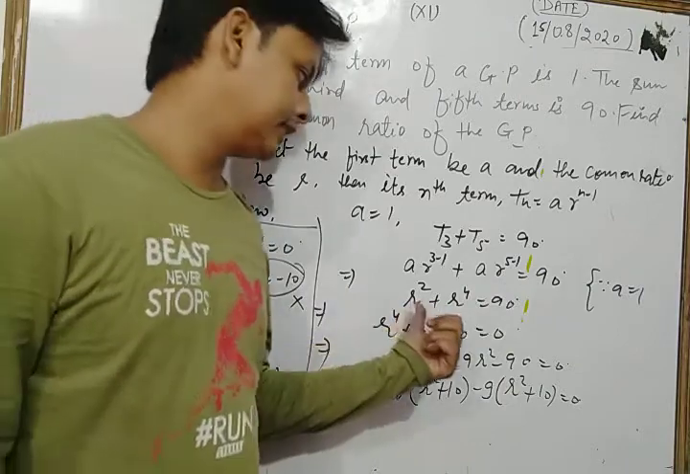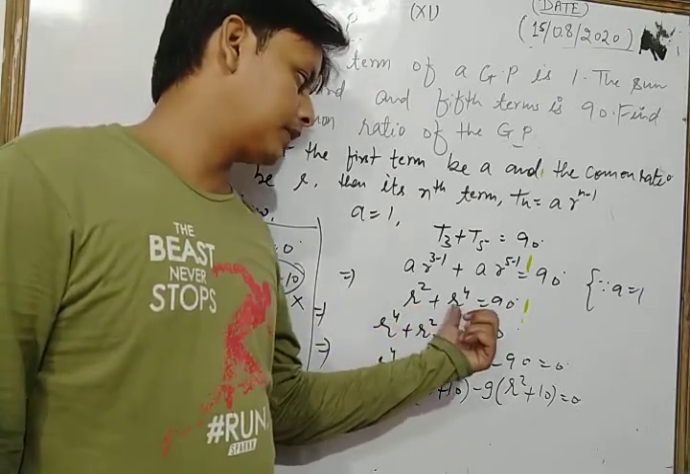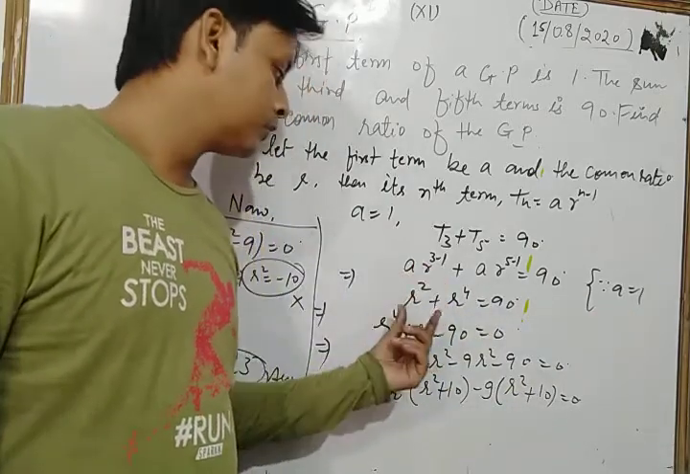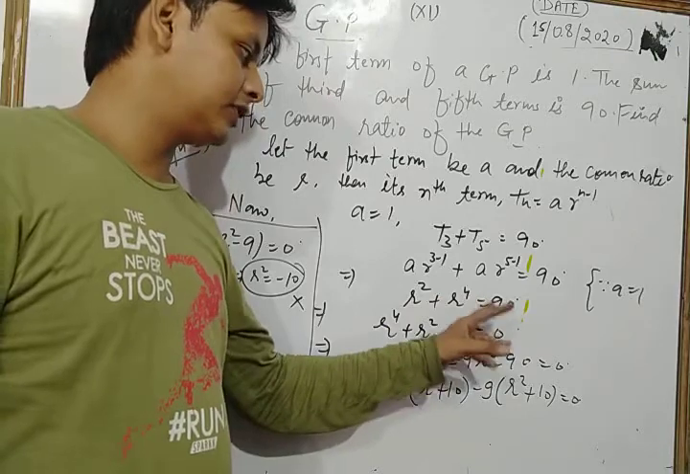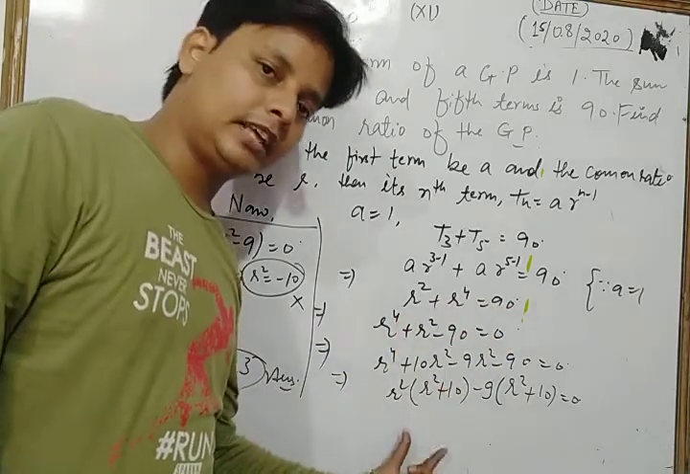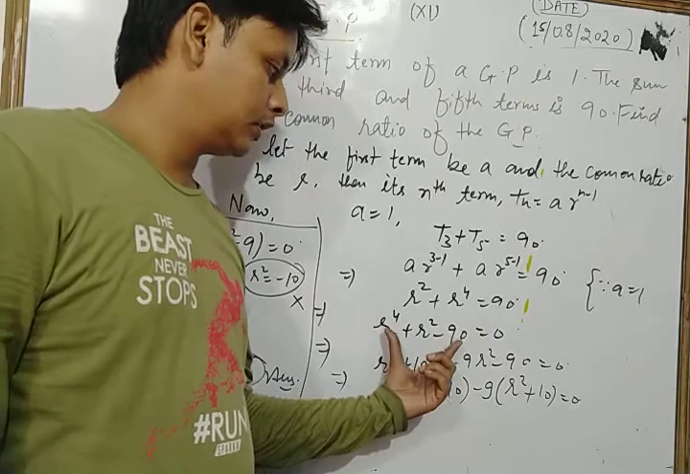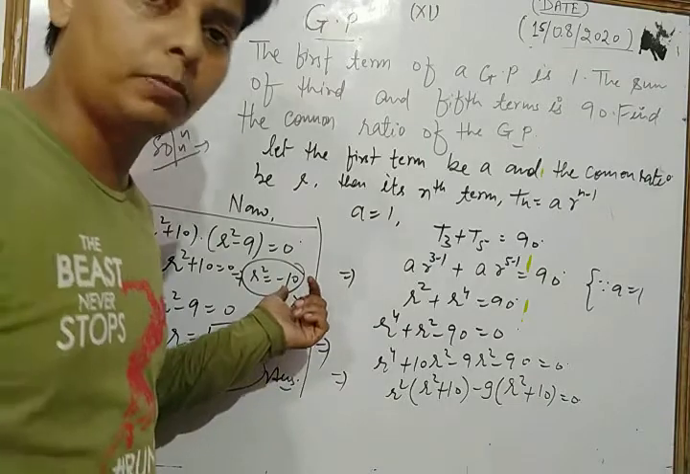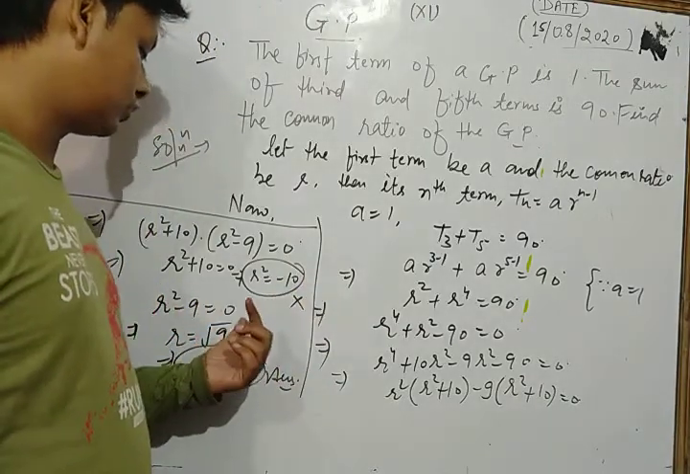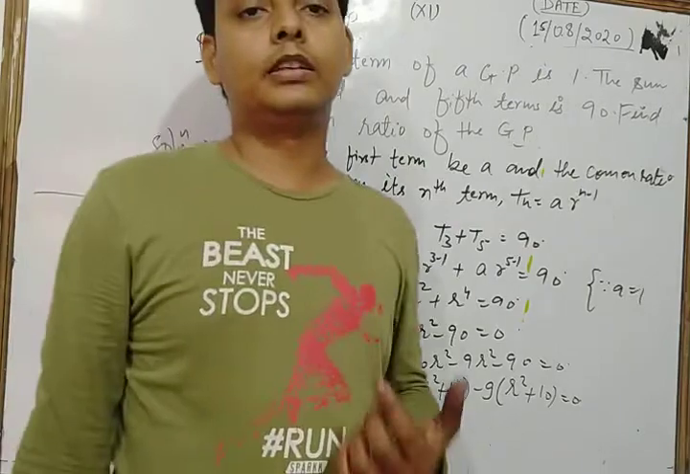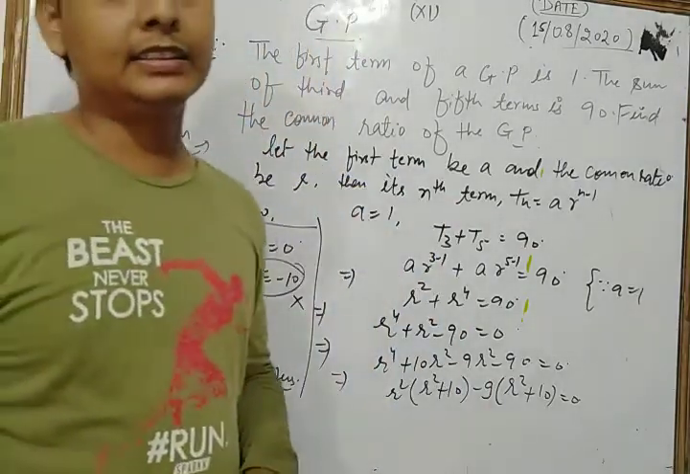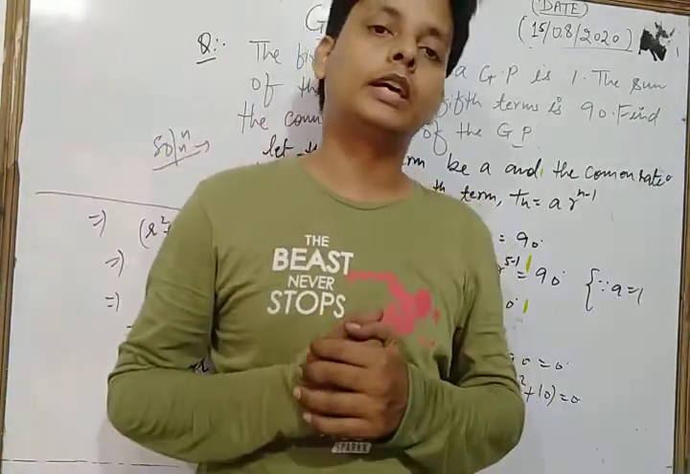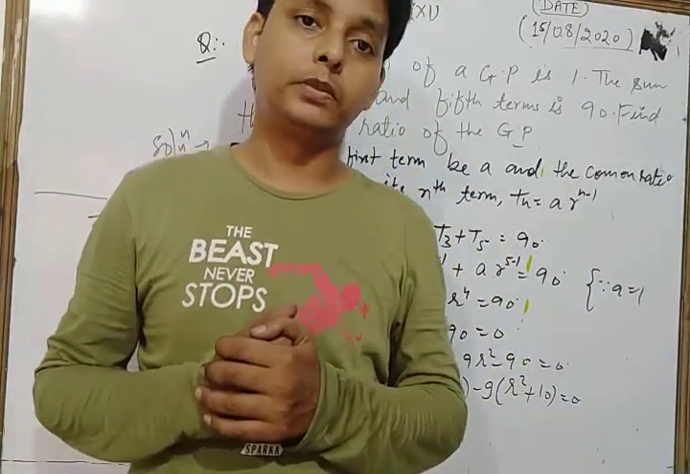Now we have R square plus R to the power 4. Because the value of A is 1, we put A equal to 1 in this expression. Now transfer 90 to that side. After factorizing the equation, we have two values of R: R square is minus 10, which is not possible, and if we take R square minus 9 is equal to 0, we get the required common ratio as plus or minus 3. So dear students, in this way you can solve each and every question of your NCERT exercise based on GP.